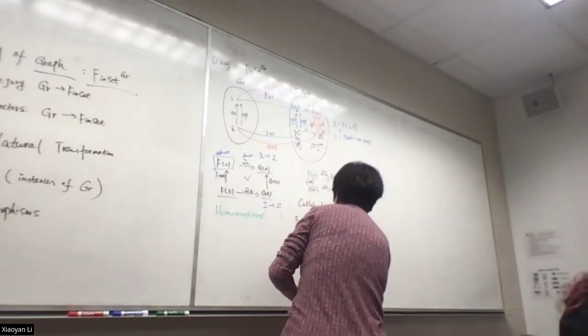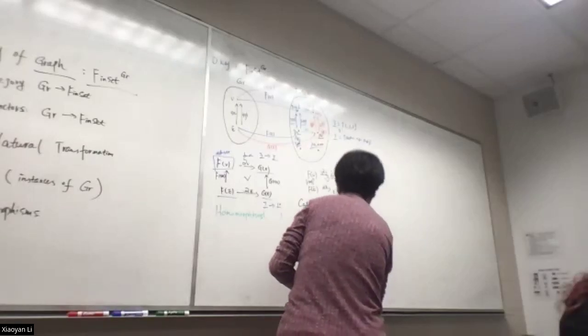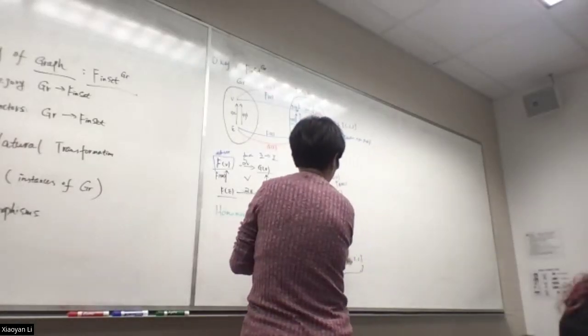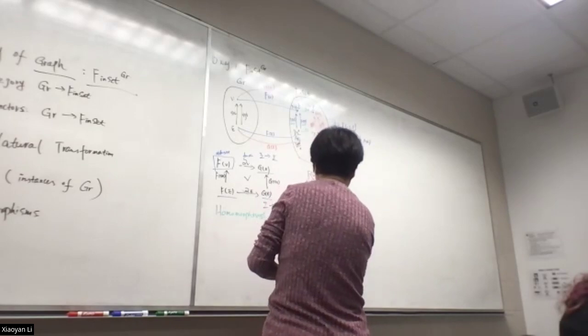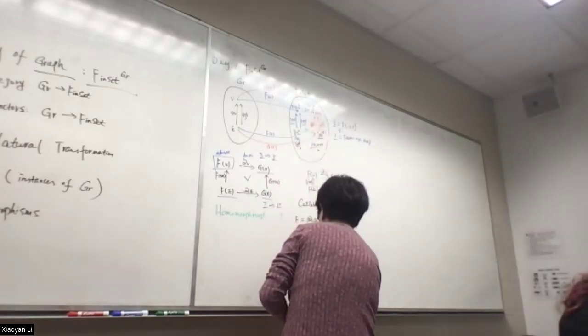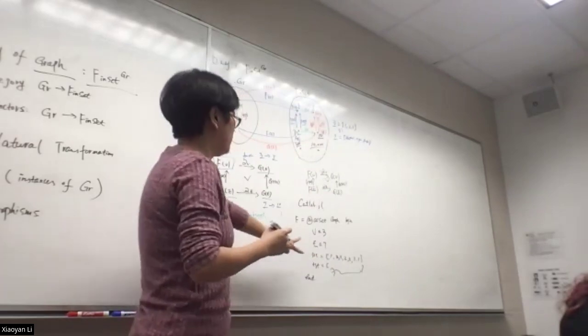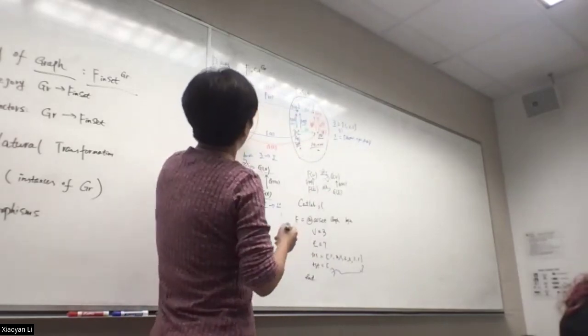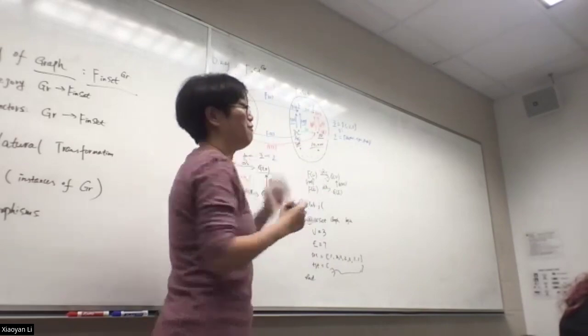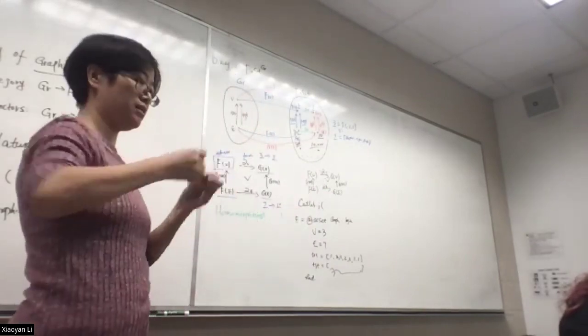1, 2, 3, 4, 5, 6, 7. Okay, 7. Same as target. I also need the 7 stuff, right? Yeah. But the source is only, sorry, the target is only 3 because that's the E to V. Right. So that is our code. If you look at the code and then that is in math, that is what the F is. Okay.